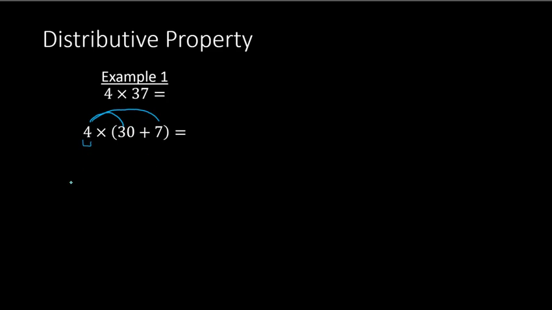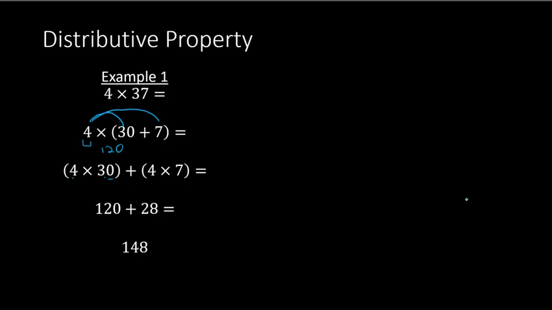So what does that look like? Well, we would have 4 times 30 plus 4 times 7. So 4 times 30 we can do quickly based off what we just did in the previous slide. So we do the non-zero part, 4 times 3, that gives you 12. And then we have 1 zero to put at the end. So that would give you 120. 4 times 7 would be 28. So we have 120 plus 28, which is 148.